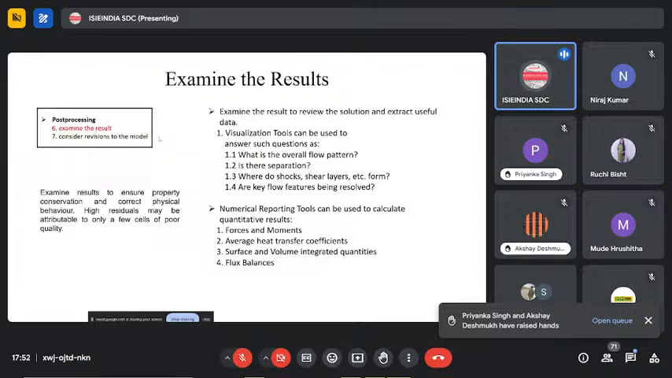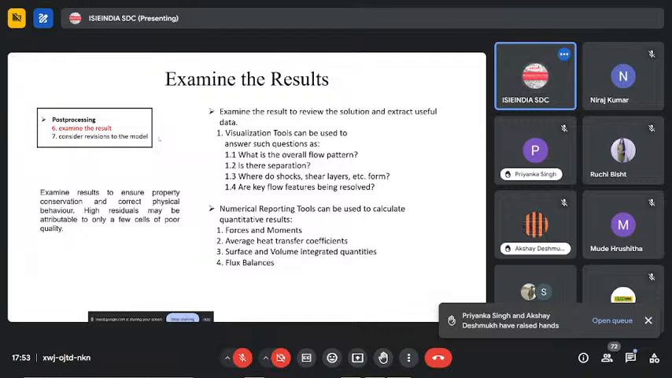After the solver, the next step is post-processing, after computing the solution in the CFD analysis. The result is examined, and this is a crucial step to ensure the accuracy and usefulness of the data. We use visual tools to see the overall flow patterns and understand how the fluid moves through the domain. We can check the areas where the flow separates from the surface, which can indicate inefficiencies or design issues. We can also identify the regions where shocks, shear layers, or other critical flow features occur, to assess the impact on performance.